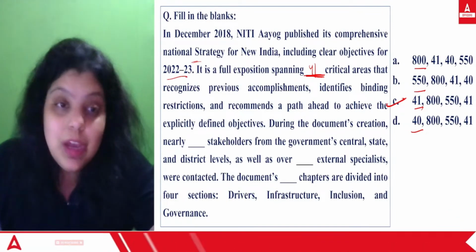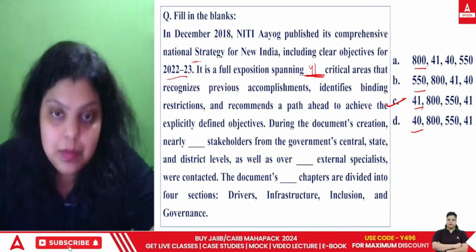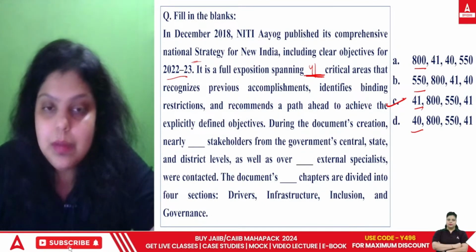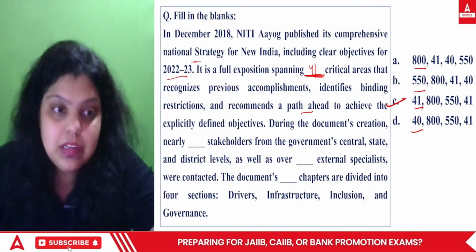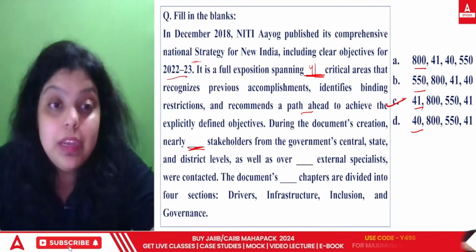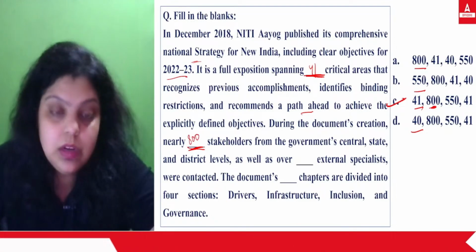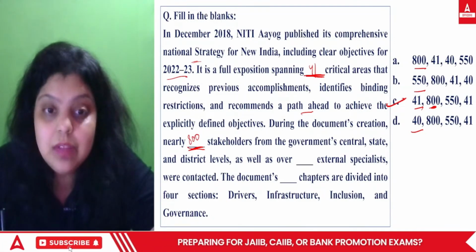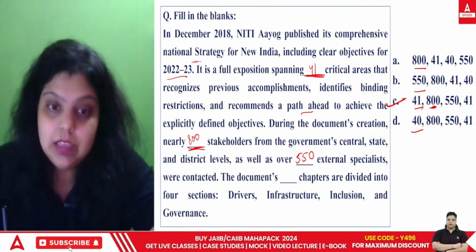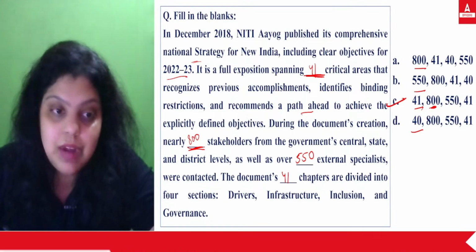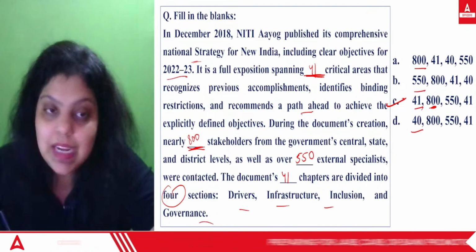Okay, but because we are only practicing here, we will read the whole question. So 41 critical areas that recognize previous accomplishments, identify binding restrictions, and recommend a path ahead to achieve the explicitly defined objectives. During the document's creation, nearly dash stakeholders. How many stakeholders? 800 stakeholders from the central government, state government, district level, as well as over 550 external specialists were contacted. The document's 41 chapters are divided into four sections: the drivers, the infrastructure, the inclusion, and the governance. So the right answer will be C.